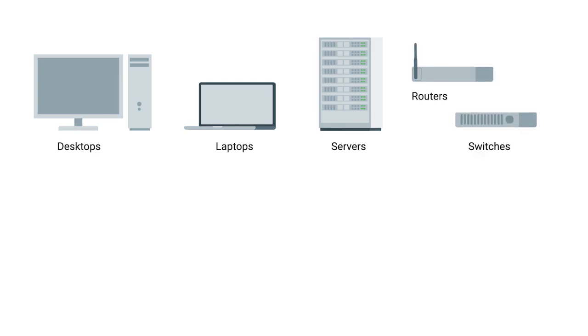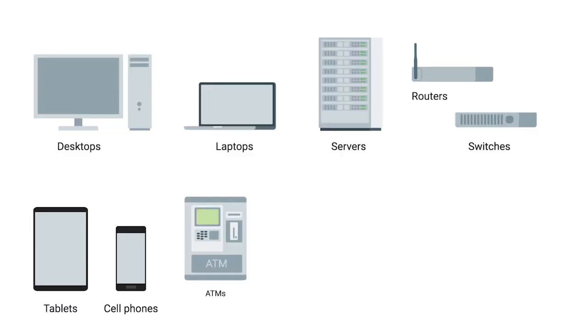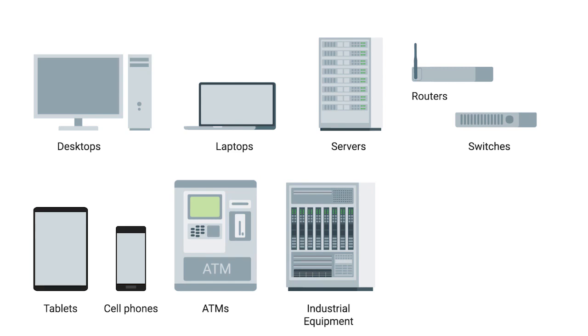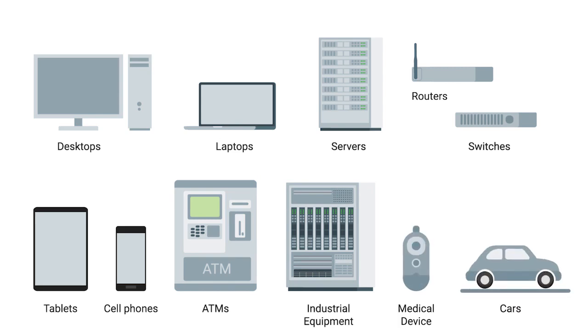The devices that connect to the internet fall into familiar silos: desktop and laptop computers, servers and data centers, routers and switches that direct network traffic, etc. But this list also includes things like tablets and cell phones, ATMs, industrial equipment, medical devices, and even some cars are now connected to the internet. The list could go on and on.